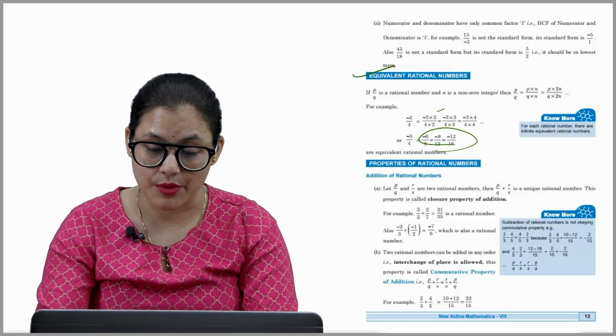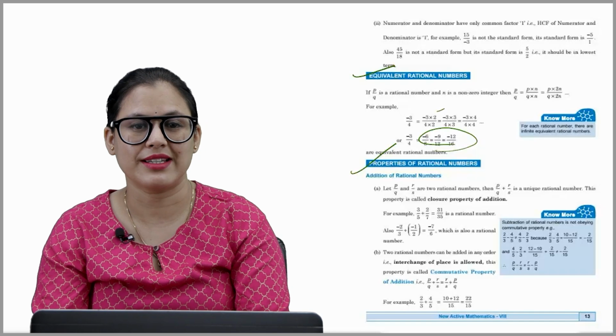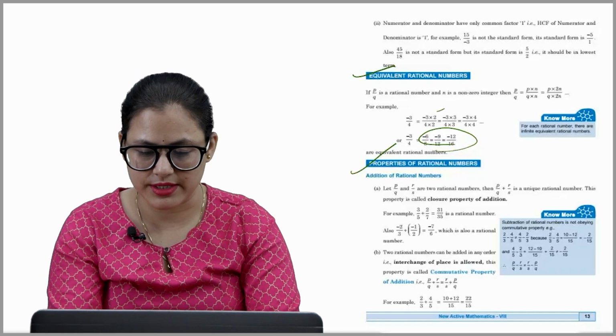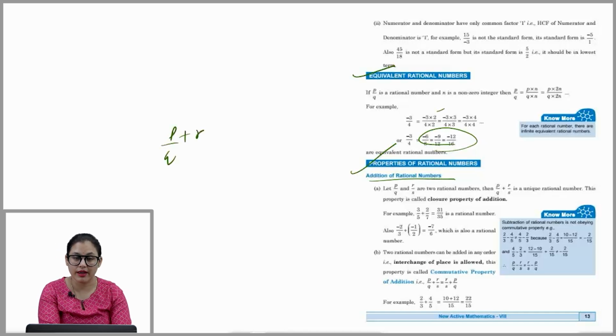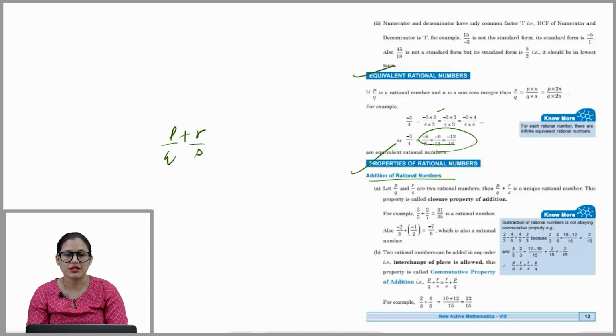Now, let's read about the properties of rational numbers. Number 1, addition of rational numbers. Let p by q and r by s be two rational numbers, then p by q plus r by s is a unique rational number. This property is called closure property of addition. For example, 3 by 5 plus 2 by 7 is 31 by 35, a rational number. Also, minus 2 by 3 plus minus 1 by 2 is equal to minus 7 by 6, which is also a rational number.